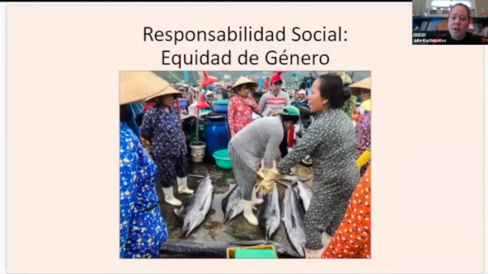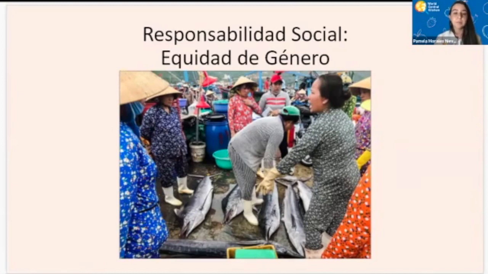There's another cross-cutting theme for social responsibility, and that is gender equality. Hay un tema en particular que atraviesa la responsabilidad social, que es la equidad de género. And gender equality means that the behavior, aspirations, and needs of women and men are equally considered. Y esto quiere decir que las aspiraciones y deseos y metas de ambos hombres y mujeres sean considerados de forma equitativa.